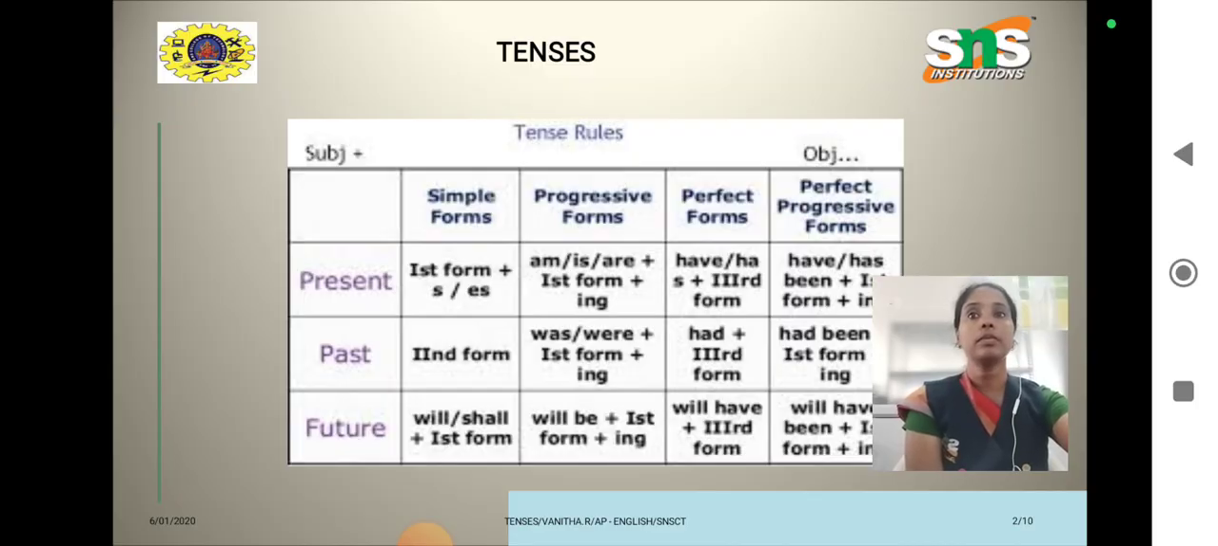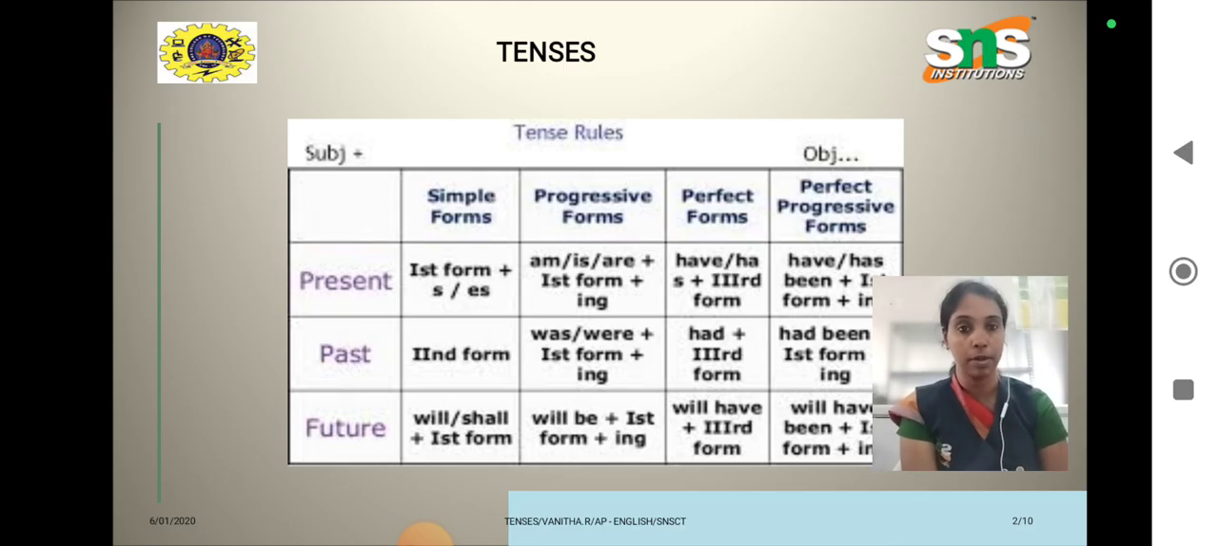So, in simple present, we add s or es with the main verb. For example, the sun rises in the east. Okay. So, it is a universal truth which you cannot change. Most of the sentences in simple present are universal truths, or things that are habitual and so on. So, those will always be in simple present, and it is a very often used form of sentence.